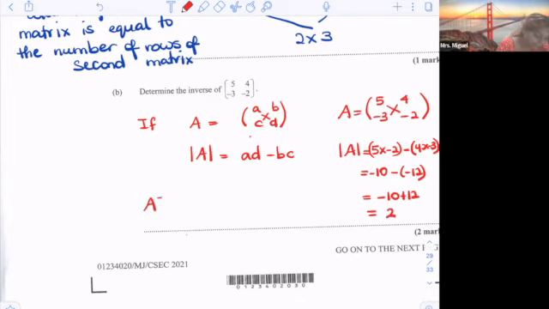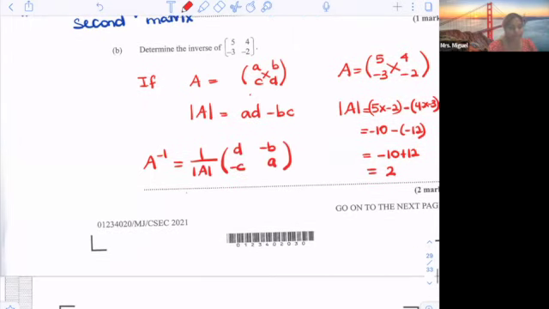The inverse now is 1 over the determinant, and you switch the places of D and A, and you take the negative of B and C. So using this, find A inverse. Switch the places of A and D and change the sign of B and C. So it's 1 over 2. You fill in what's supposed to be there.